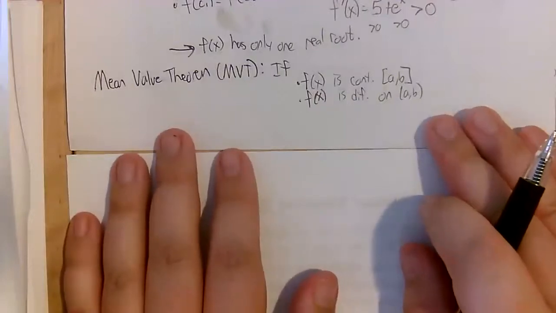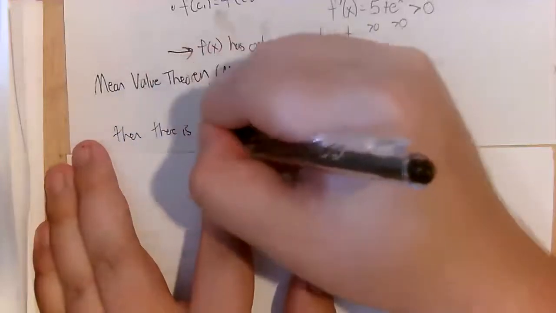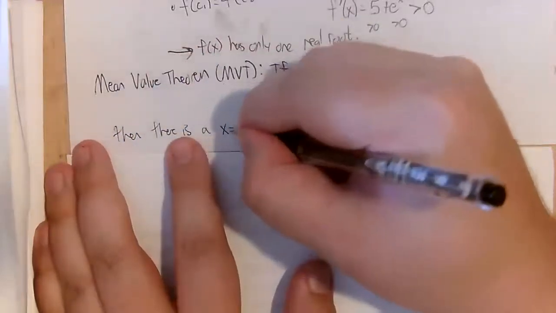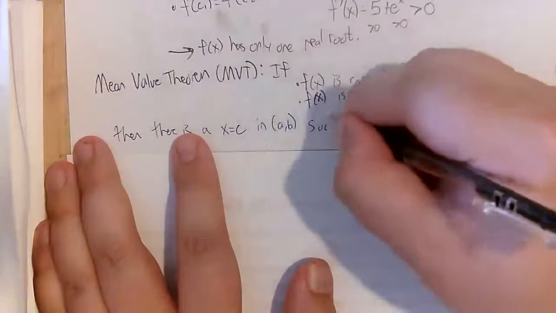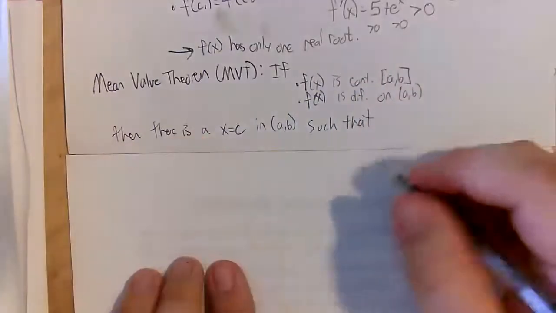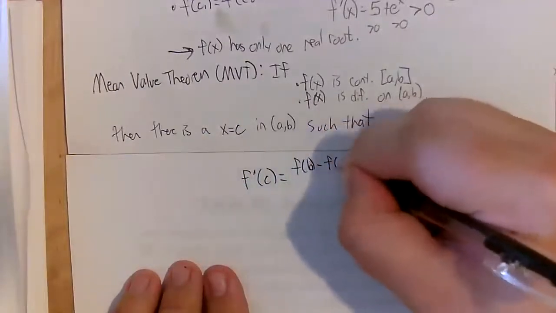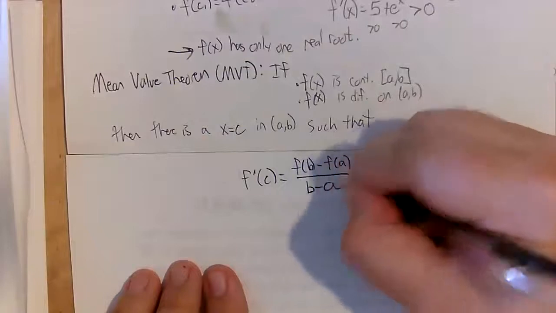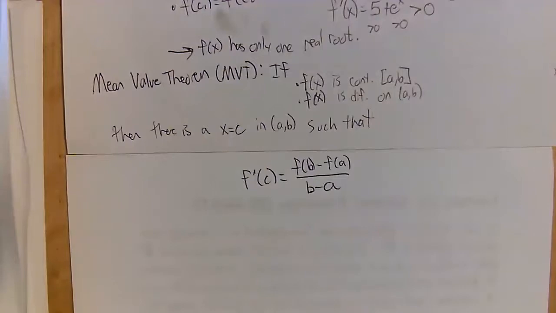Okay, well, then what's the conclusion going to be? Then there is an x value, which we're going to call c, in the interval a, b, such that f prime of c is f of b minus f of a over b minus a. So this is the conclusion of the mean value theorem. Okay, so this isn't as nice as just having something be 0, but we do get some kind of equation for what f prime is going to be.